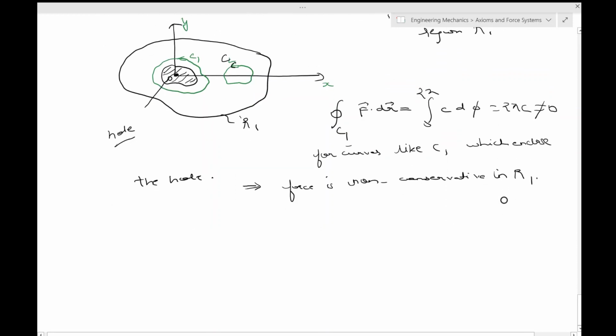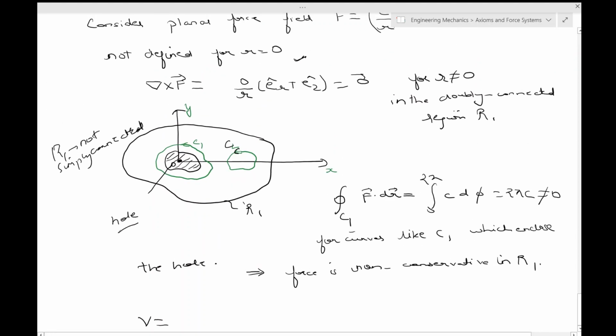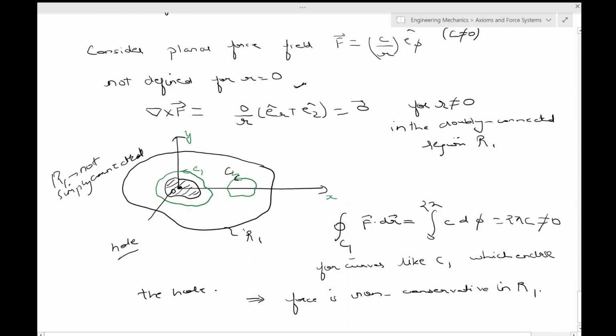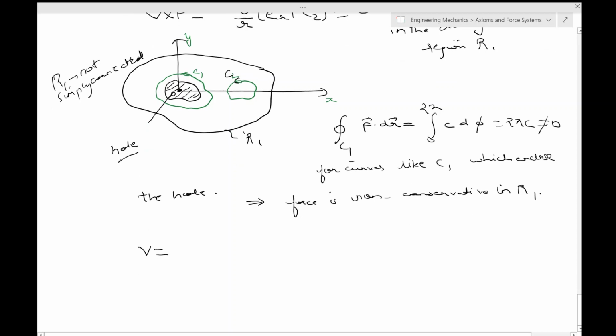Fine. So we show that the force is non-conservative in this region R1, because it was clearly not simply connected. So R1 is not simply connected. This notion of simply and multiply connected comes from topology, and the definition which I am telling you, about being able to shrink a loop without leaving the solid, is somewhat informal, but it works reasonably well. So in this case, if F is this, my c by r e phi, then the potential would be minus c phi.